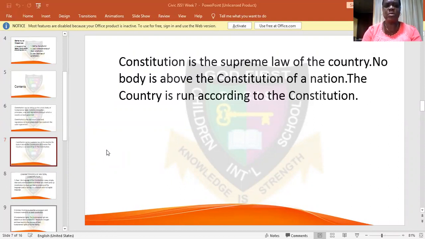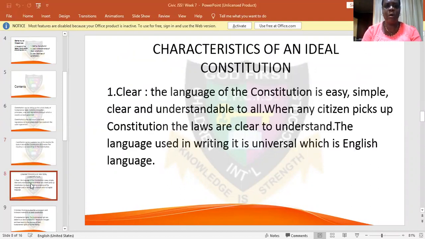In that case, let's look at the characteristics of an ideal constitution. When you want to talk about constitution, you talk about what a good constitution should be. Number one, a good constitution should be clear. What do I mean by being clear? It should be crystal clear, and easy to understand. It should be made very simple.